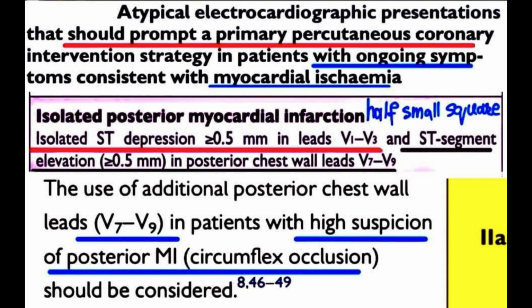Now look at the guidelines of European Society of Cardiology. They say if you find isolated ST segment depressions of at least 0.5 mm, that is half a small box in leads V1, V2 and V3, then always record posterior chest leads V7, V8 and V9. And if you find ST segment elevations of at least 0.5 mm or half small box in these posterior leads, then most likely this is isolated posterior myocardial infarction and most likely culprit artery is left circumflex artery.